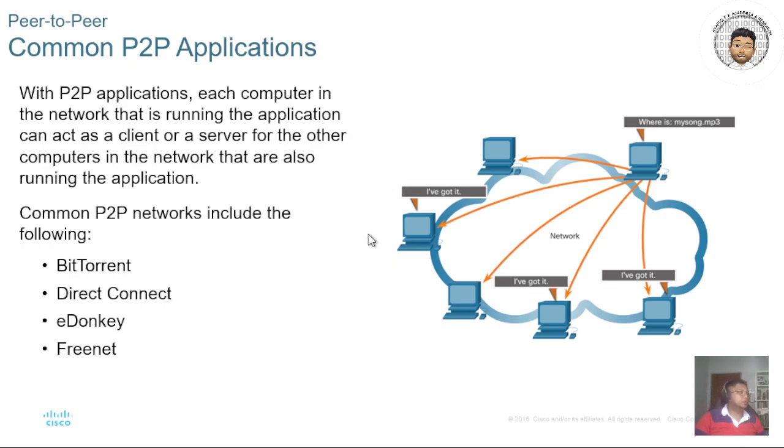So, common peer-to-peer networks. For applications, each computer in the network that is running the application can act as client and server. Common ones here are BitTorrent, Direct Connect, eDonkey, FreeNet. Most of these are illegal software distribution services.